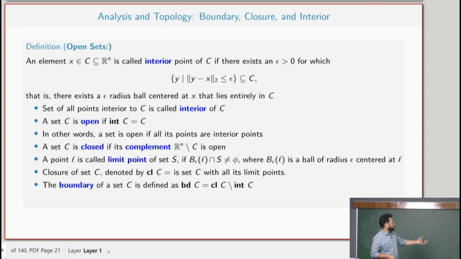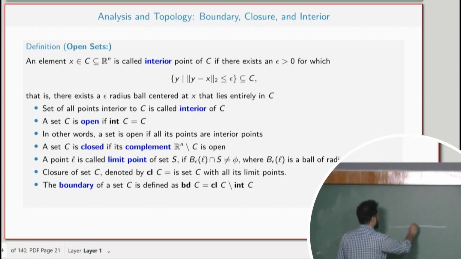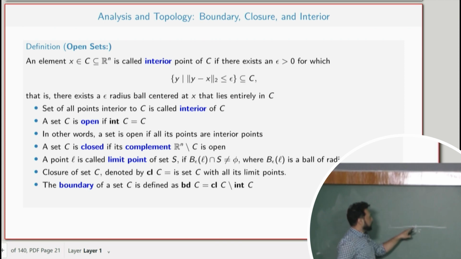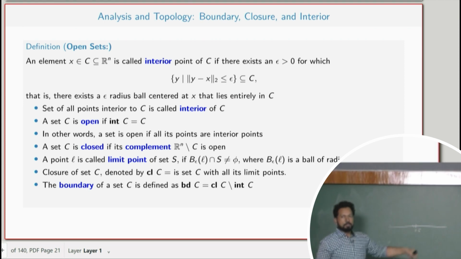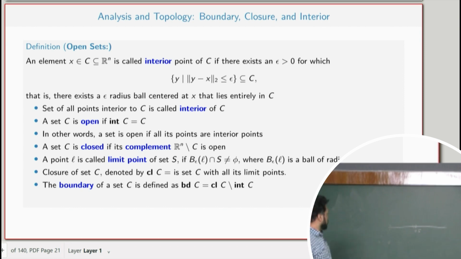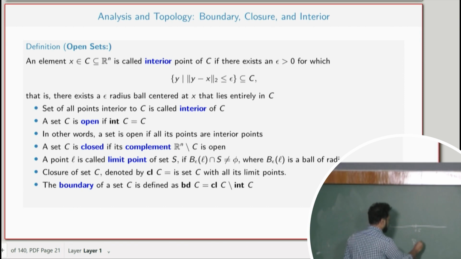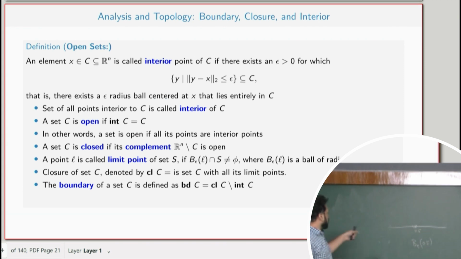Okay, so take for example the real line. In a line, the ball is like a segment, an open interval, right? So if you take, let us say, 0.5, then 0.5 is a limit point, because however small a ball I take, if I intersect it with the set of reals, I always get something non-empty. So B epsilon at 0.5, however small an interval I take centered at 0.5, will always intersect. So 0.5 is a limit point of the set of real numbers.